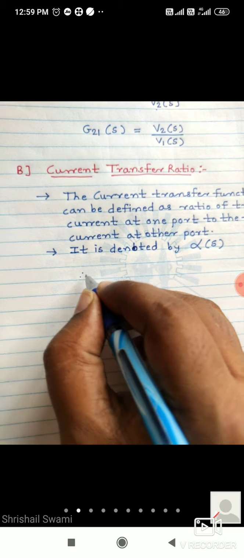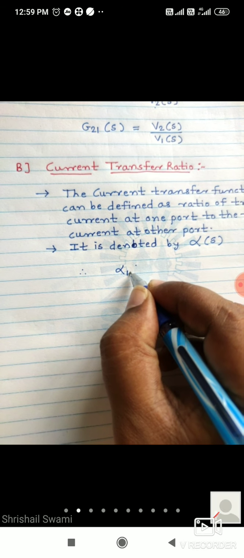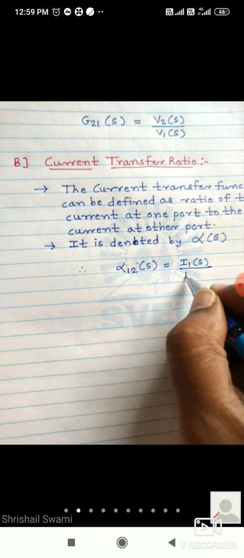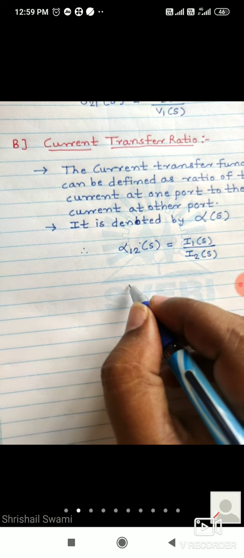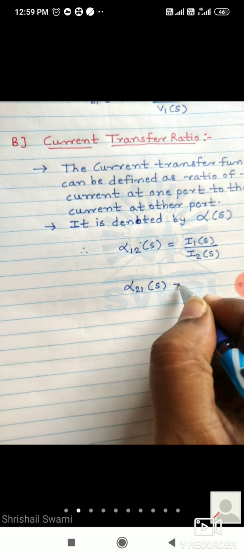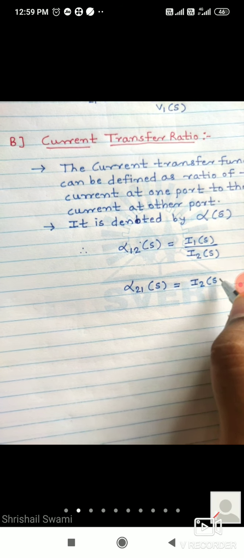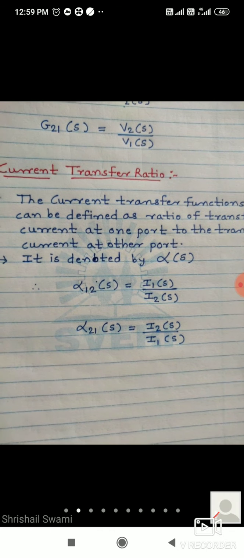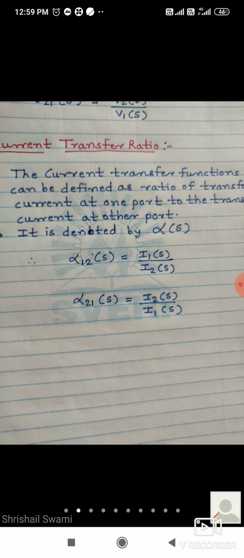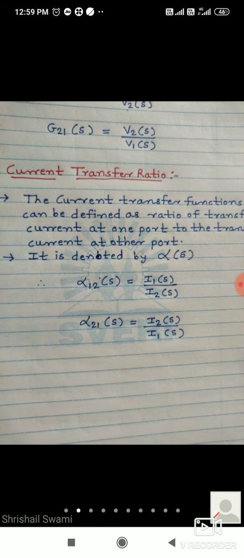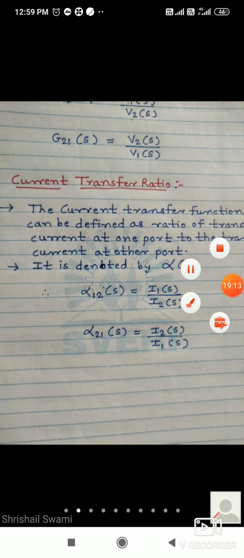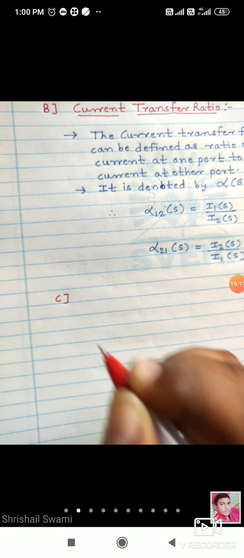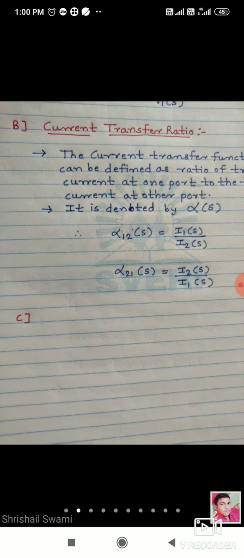Okay, so now alpha 12 of S is equal to I1 of S divided by I2 of S, and alpha 21 of S is equal to I2 of S divided by I1 of S. So this is called as what? Current transfer ratio denoted by alpha of S. Understood? Up to now, any doubt? That is the C point. Now what will be next? Who will guess? What is remaining now?